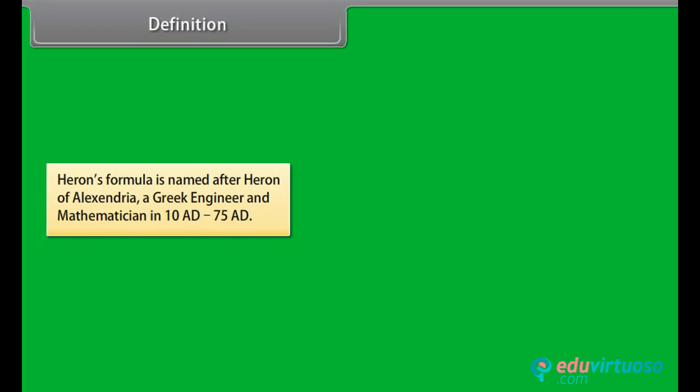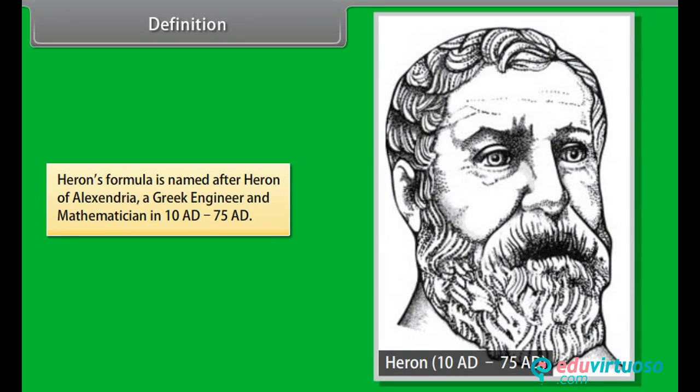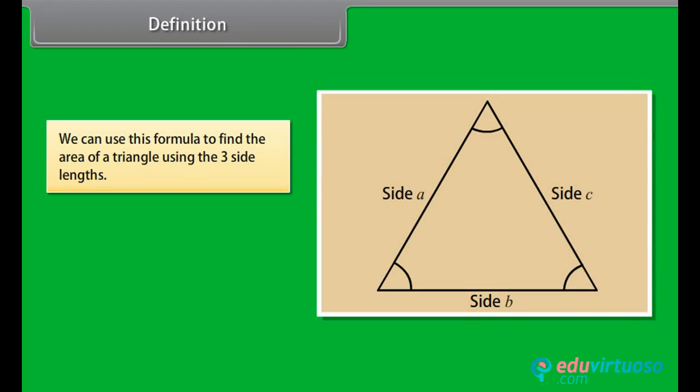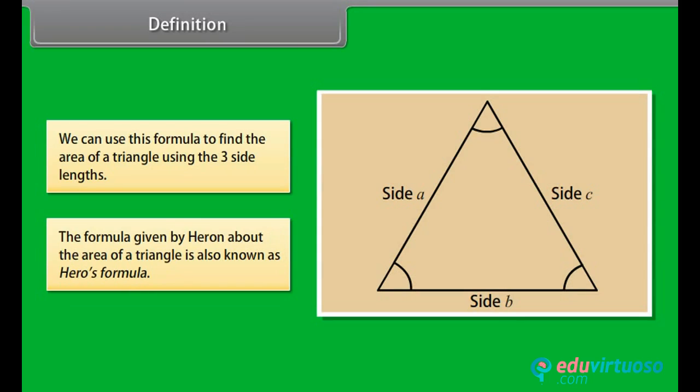Definition. Heron's formula is named after Heron of Alexandria, a Greek engineer and mathematician, 10 AD to 75 AD. We can use this formula to find the area of a triangle using the three side lengths. The formula given by Heron about the area of a triangle is also known as Heron's formula.